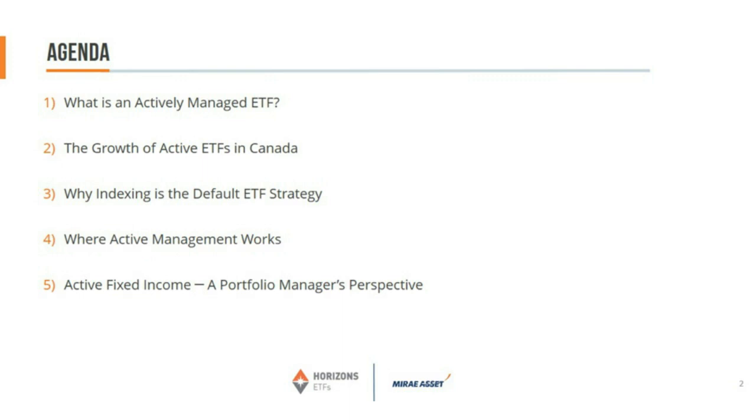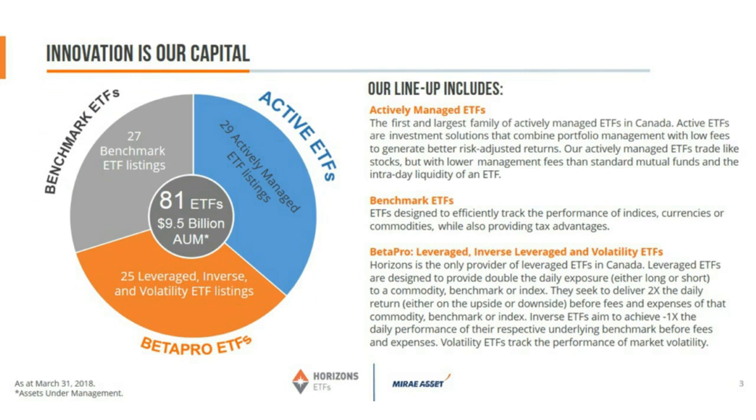So I'm going to jump right in, a little bit about Horizons. Claire gave a pretty big 10,000-foot level. We run 81 different ETFs in Canada. We have 3 very distinct types of product offerings. What we started Horizons with over 10 years ago is our Beta Pro lineup of ETFs. These are tactical trading tools for the direct investors. We have 25 products in that suite and just over $1 billion of AUM.